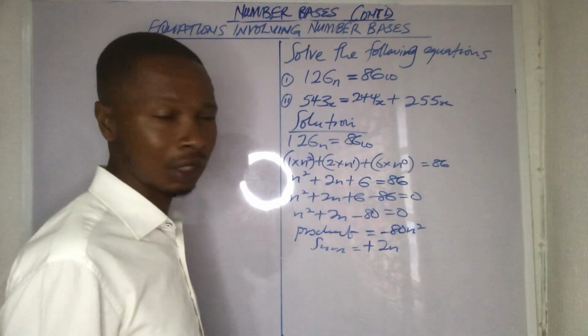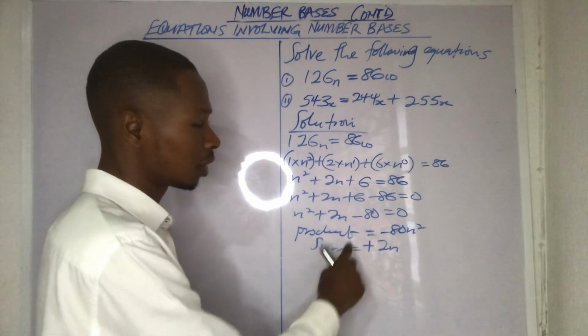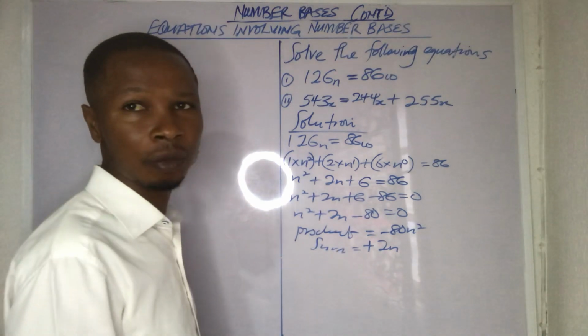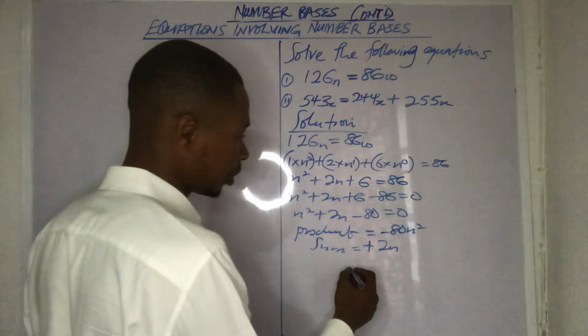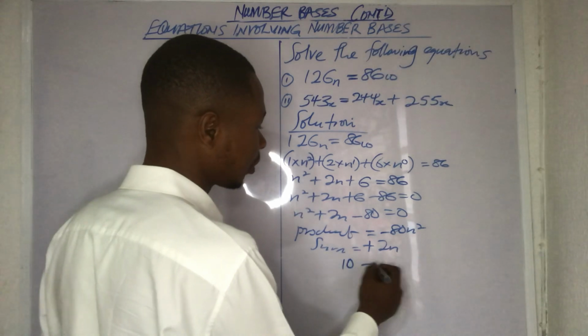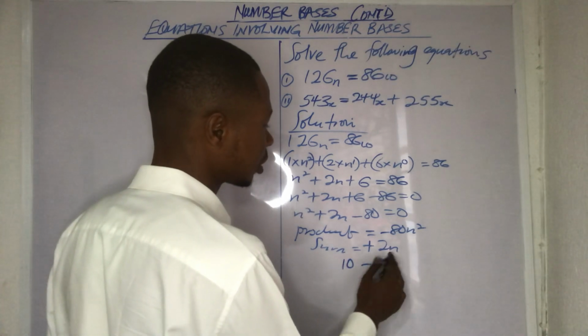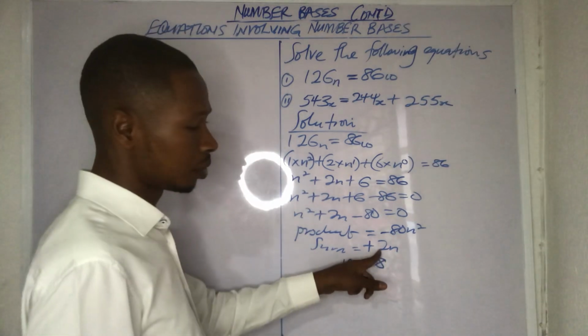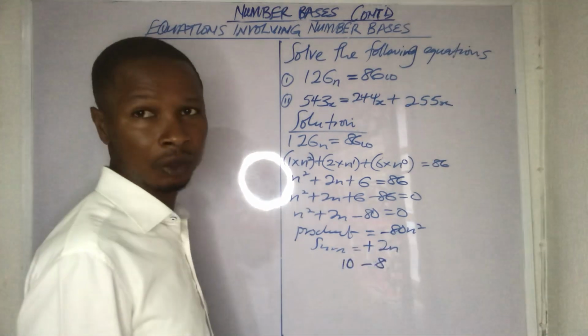Multiply the factors together to get minus 80, that's the product. Then add the factors together to get 2, that's the sum. The numbers should be 10 and minus 8. So you have 10 minus 8, 10 minus 8 is 2, and 10 times minus 8 is minus 80.